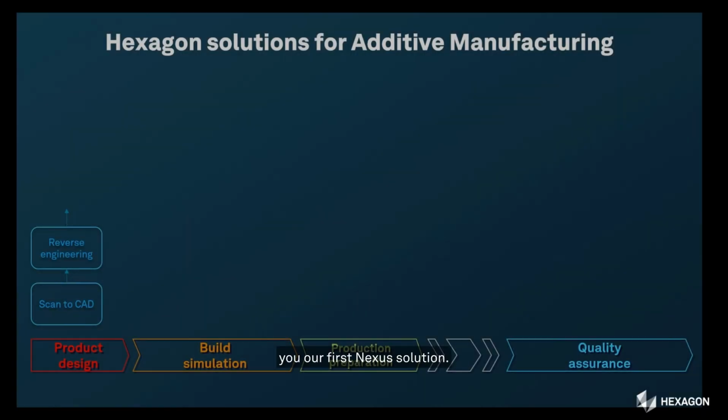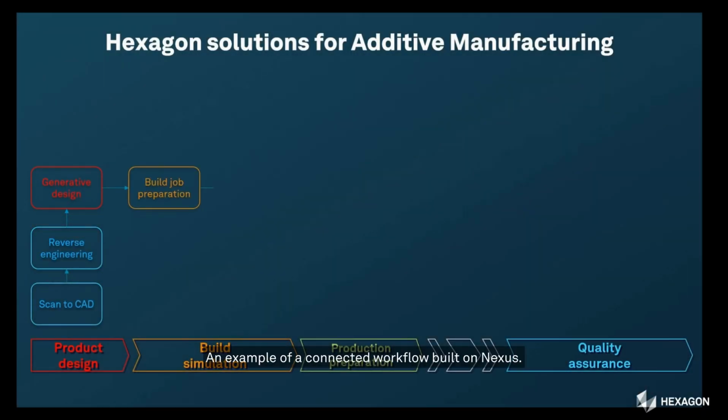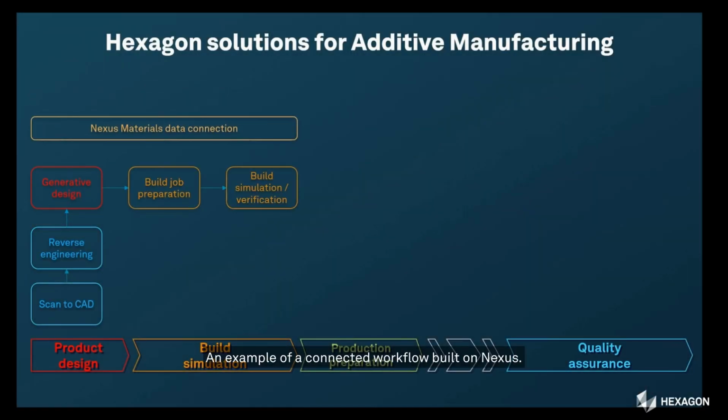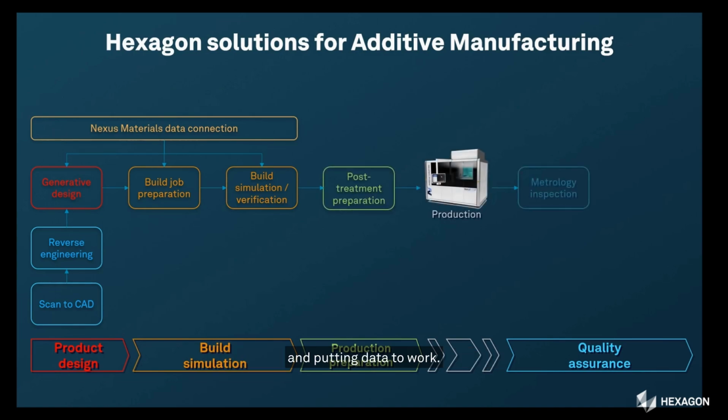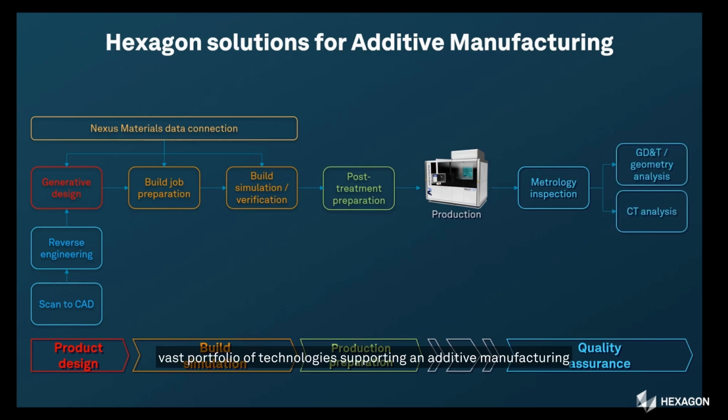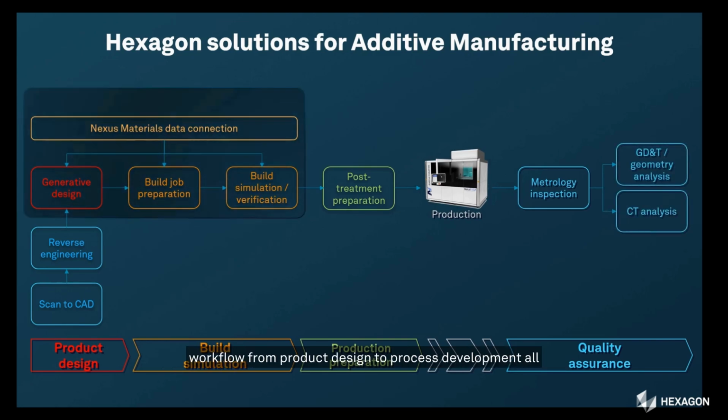Finally, I would like to show you our first Nexus solution, an example of a connected workflow built on Nexus, fostering collaboration, breaking down silos and putting data to work. As you can see here, Nexus has a vast portfolio of technologies supporting an additive manufacturing workflow, from product design to process development all the way to quality inspection. Designing for AM and leveraging the huge potential of additive manufacturing requires a holistic approach throughout its entire process chain.